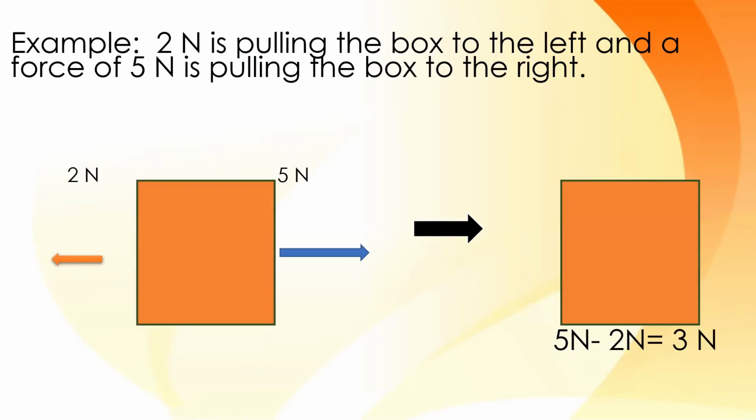For example, 2 newtons is pulling the box to the left and a force of 5 newtons is pulling the box to the right side. Since they are in opposite directions, you have to subtract, or minus. 5 newtons, your force A, minus 2 newtons, your force B, equals 3 newtons. You subtract if they are in opposite directions, and add when in the same direction.